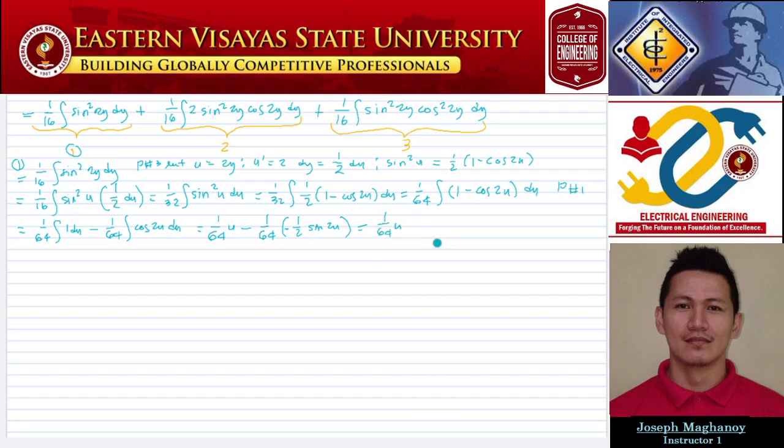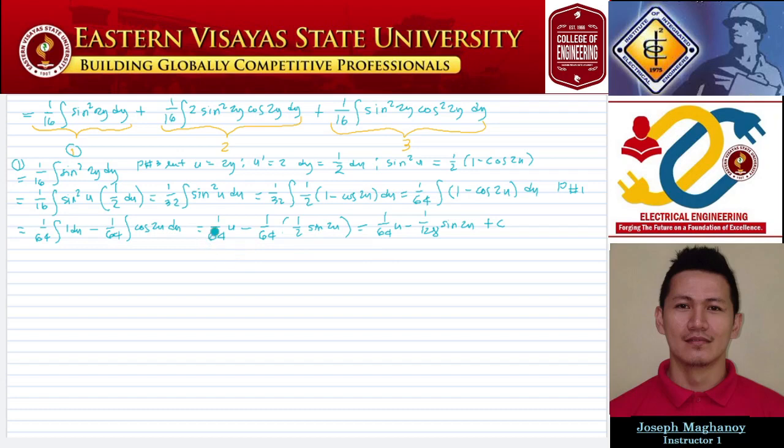Okay, so this would be 1/2. Okay, this is only 1/2 sine 2u. Okay, so 1/2 times 1/64, that is negative 1/128 sine 2u plus c.